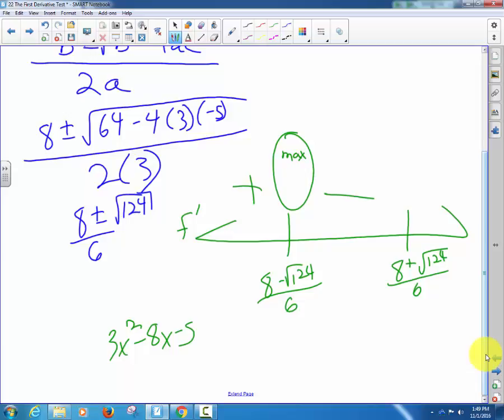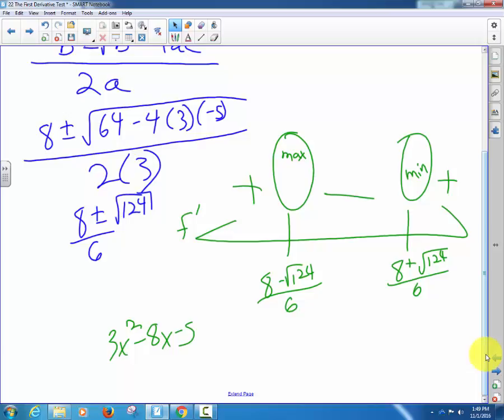A number bigger than this is 1,000. 1,000 squared. I still got $3 million minus 80,000 minus 5. I think I still got money there. So what is this point here? Min. Okay? The mathematics of this is not hard. The difficulty is listening and answering the question that's asked.